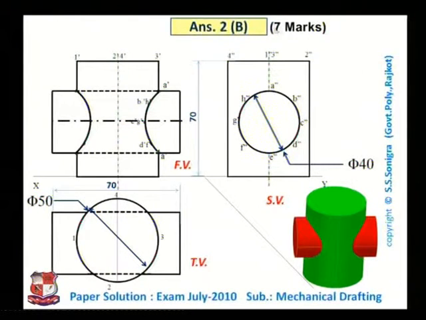It is asked for 7 marks. So the distribution would be like this: 2 marks for side view, 2 marks for top view, and 3 marks for front view, because in front view the points of intersection are there. So 2 plus 2 plus 3, total 7 marks are there for this question. I hope the solution of this question is clear to you.